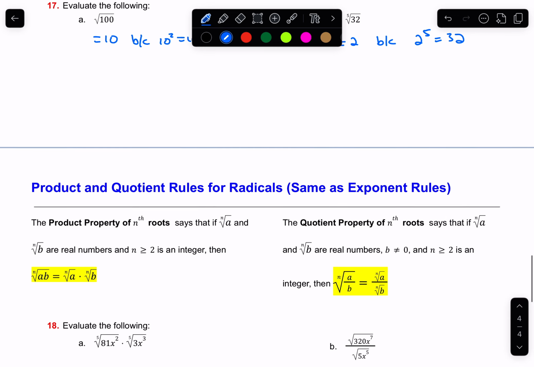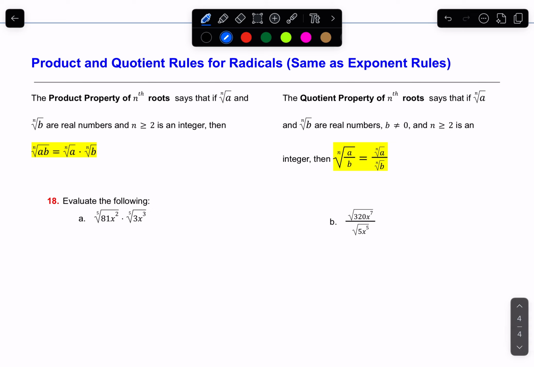All right, so now we have product and quotient rules for radicals, but these are the exact same thing as exponent rules, which is why it's in the same lesson here. So we need to think of the radical rules just like exponents, where if you have the nth root of a times b, that nth root splits up to be the nth root of a times the nth root of b. So just like we distributed exponents, we distribute this radical to both things inside. Okay? And the quotient property is the same thing. If you have the nth root of a divided by b, this is the same thing as the nth root of a divided by the nth root of b, where this radical on the outside just splits up to both things on the inside.